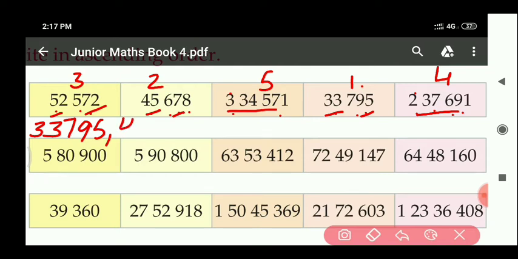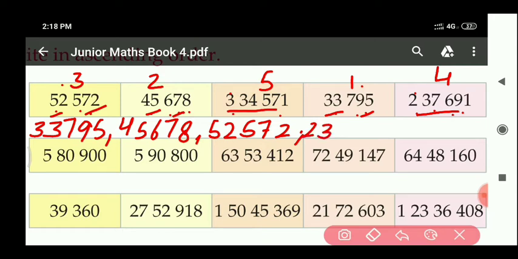Second, 45,678. Then put a comma here. Third is coming this one, 52,572, and the fourth one is coming 2,37,691, and the next fifth one is coming 3,34,571. Okay. Similarly, we will do the next part also.